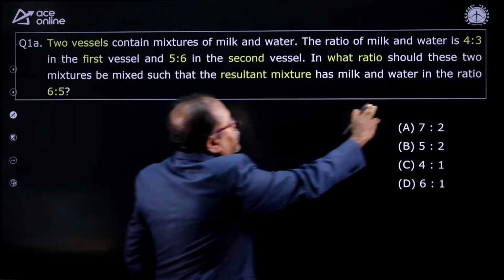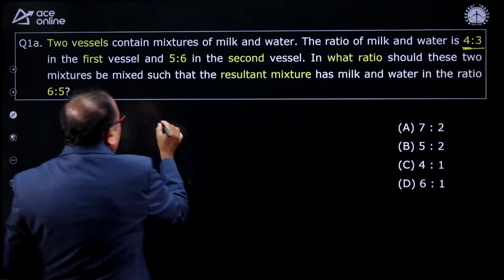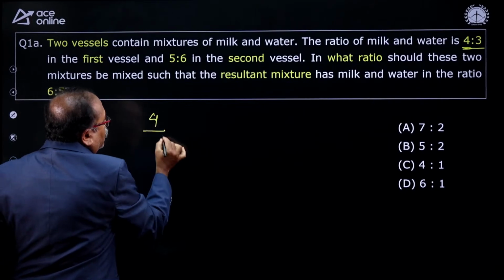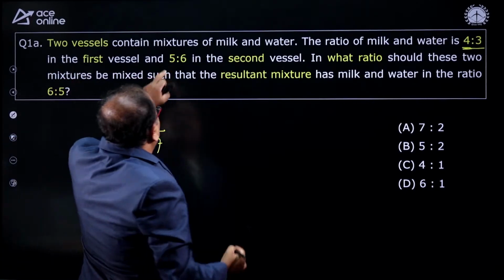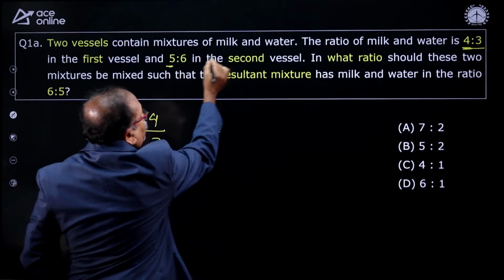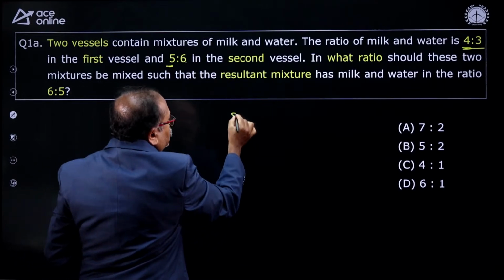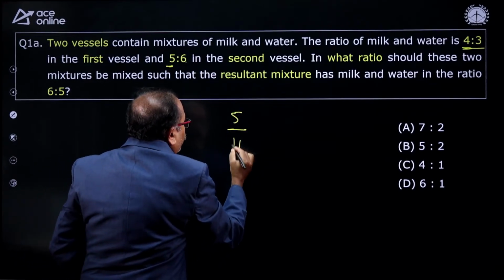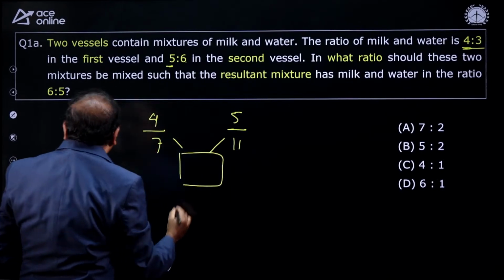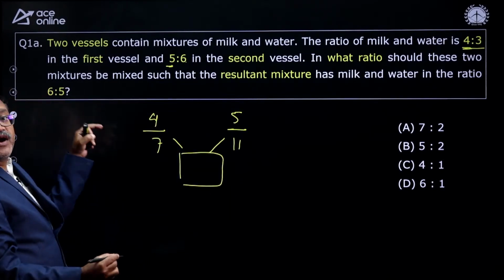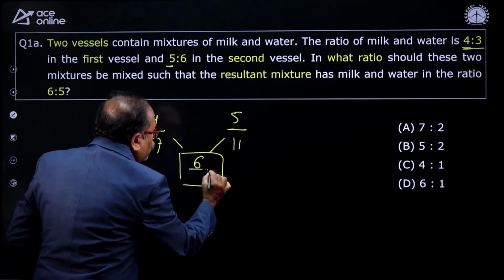So I noticed that here in the first case the milk is 4 parts out of the total 7 parts. So I will take the 4 parts out of 7 parts on the left hand side. And in the second case the milk is 5 parts out of 11 parts. So this is 5/11. And when these two are mixed, what we get over here is 6:5, so that means 6 parts out of 11 parts, 6/11.